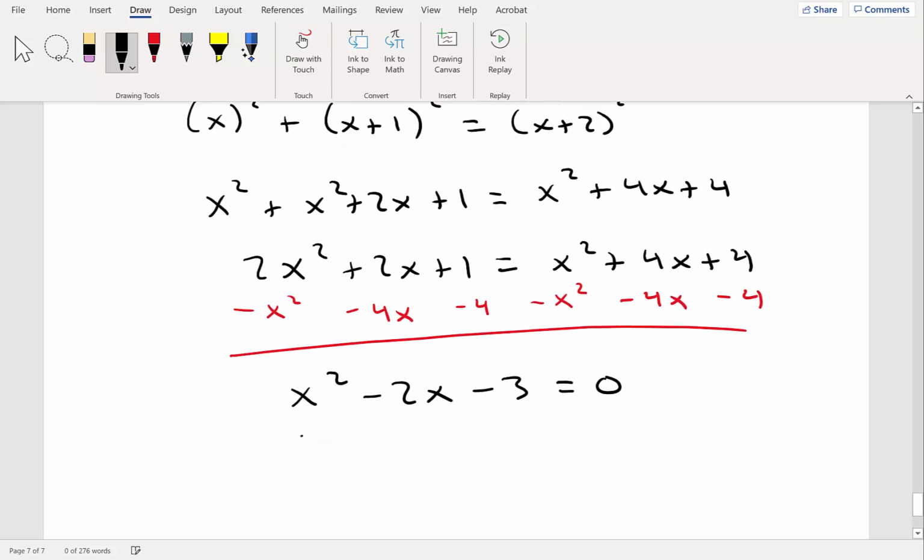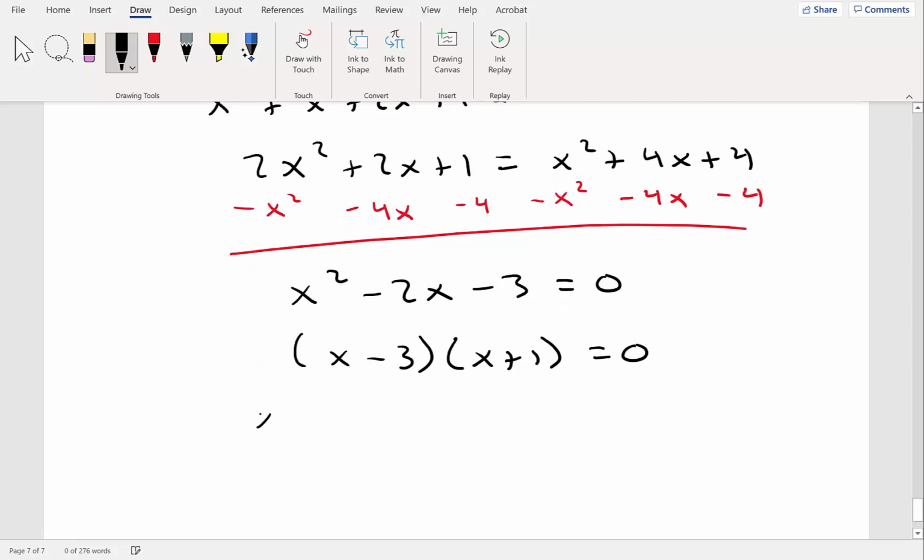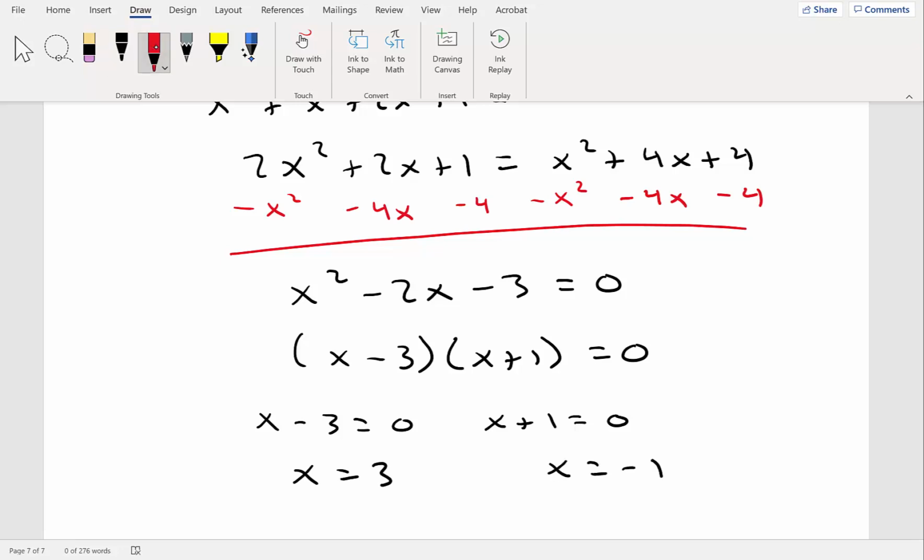Now let's go ahead and factor. So you have (x minus 3) times (x plus 1). Okay, so I needed 2 numbers that multiply to give me negative 3 and then add up to negative 2. So I could use negative 3 and positive 1. Now set each factor equal to 0 and then solve. So we have x minus 3 is equal to 0, and then x plus 1 is equal to 0. So for the first equation, go ahead and add 3 to both sides. We get x is equal to 3. And then the other one, go ahead and subtract 1. You get x is equal to negative 1.